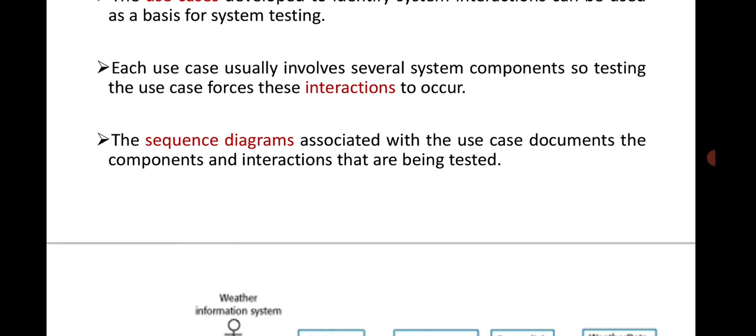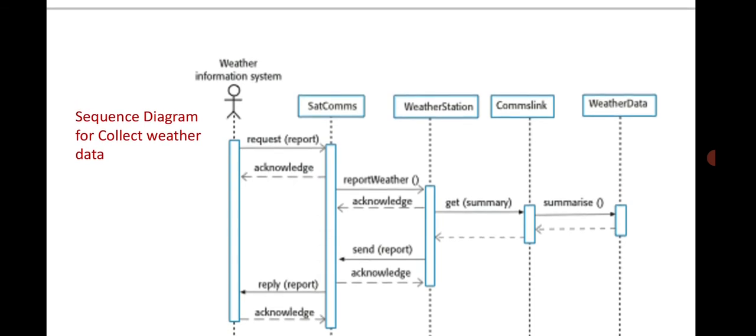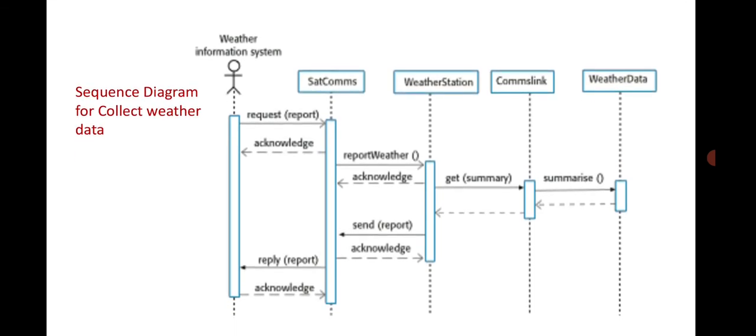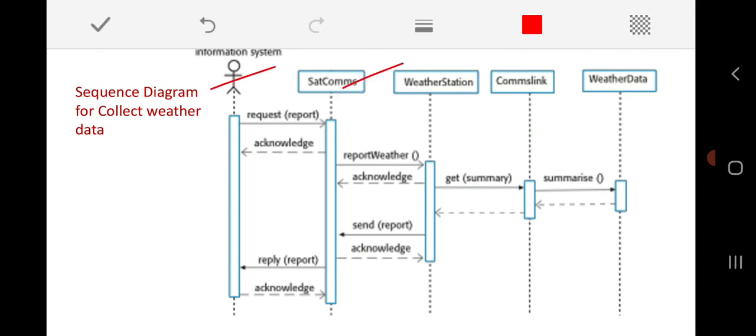Just have a look at one particular example here. Here is an example of one sequence diagram which has been drawn for collecting the weather data. As a case study, we have already discussed a weather mapping system. Here is how we are going to collect the weather data from the weather station. For that we have written one simple sequence diagram. If you observe here, you can see the weather information system, satellite communication, weather station, communication link, weather data.